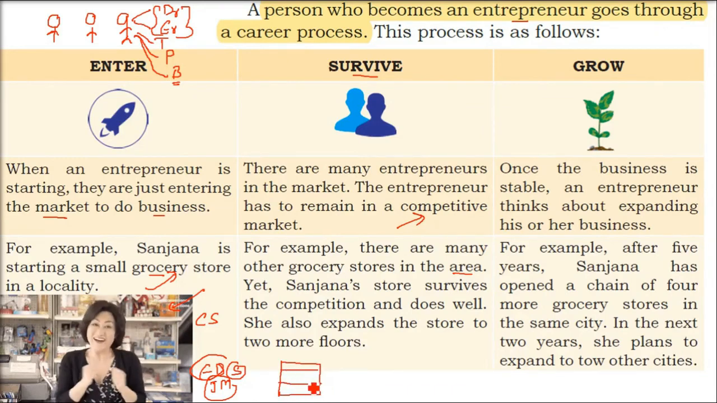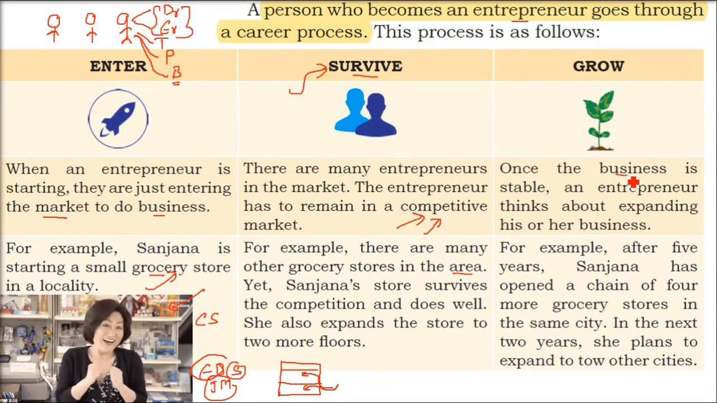Previously, she just had 1 floor. Now she has expanded her store to another floor as well. So this is how she has survived the competition in the market. First she entered, she started a grocery shop. Now she has survived and started slowly building up and increasing. Okay. So if you cannot compete, you cannot survive.